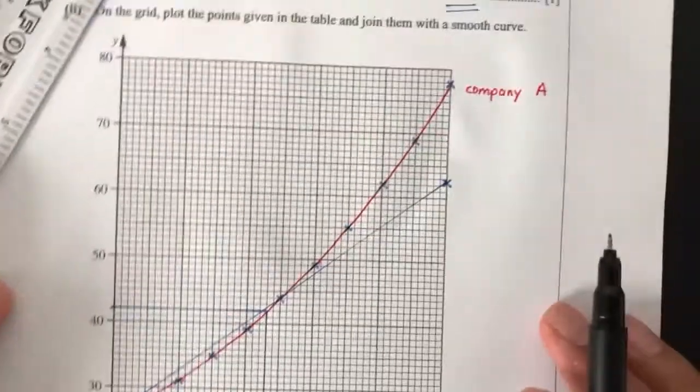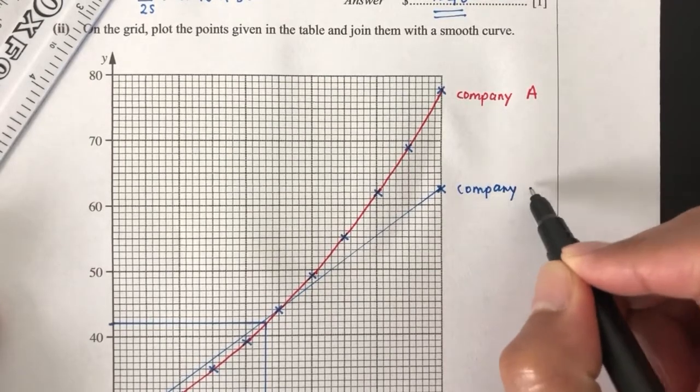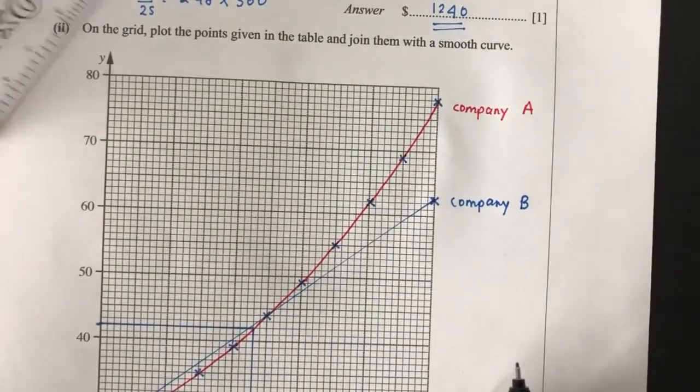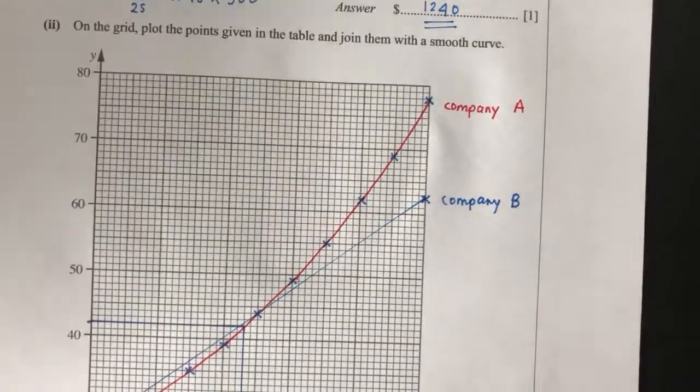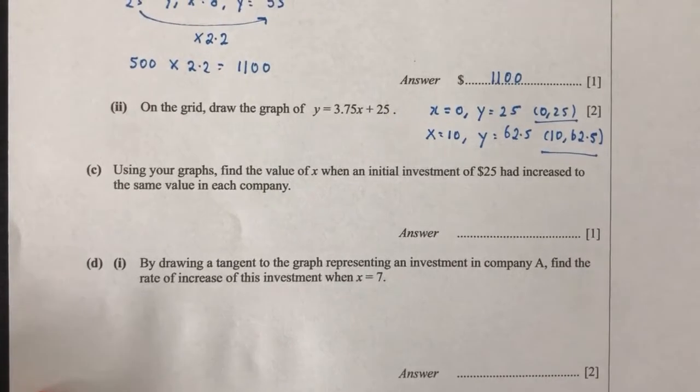There you go. That is company B. Okay. Now moving on to part C.